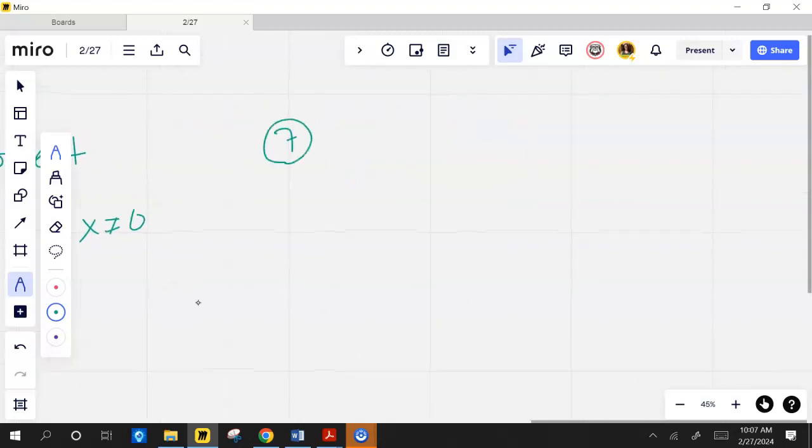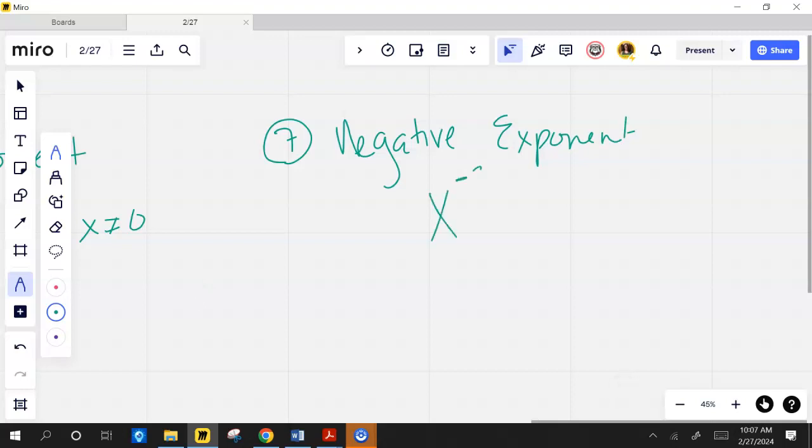The last one's everybody's favorite. It's the negative exponent. If you have a negative exponent, what do you do with it? You flip it, actually. You make it positive and you move it to the bottom of the fraction, or if it starts out in the bottom, then you move it to the top and make it positive. But wherever you move it, it changes sign.